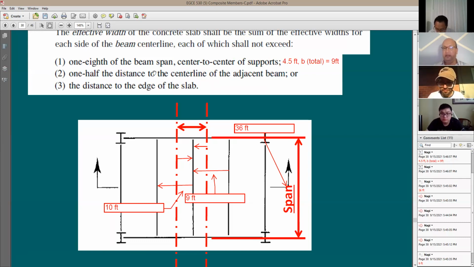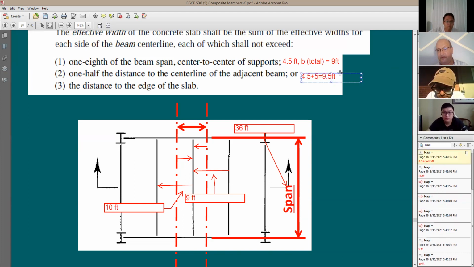Now the second item says 1/2 of the distance to the center line of the adjacent beam. Therefore from this side, how much is the distance? This is 9 feet, so from the right side I have 4.5 feet. How about from the left side? This here is 10 feet, so it's gonna be 5 feet to that side. 5 feet plus 4.5 feet is gonna be 9.5 feet. Does this make sense? Where it's coming from? Yes, okay, great.